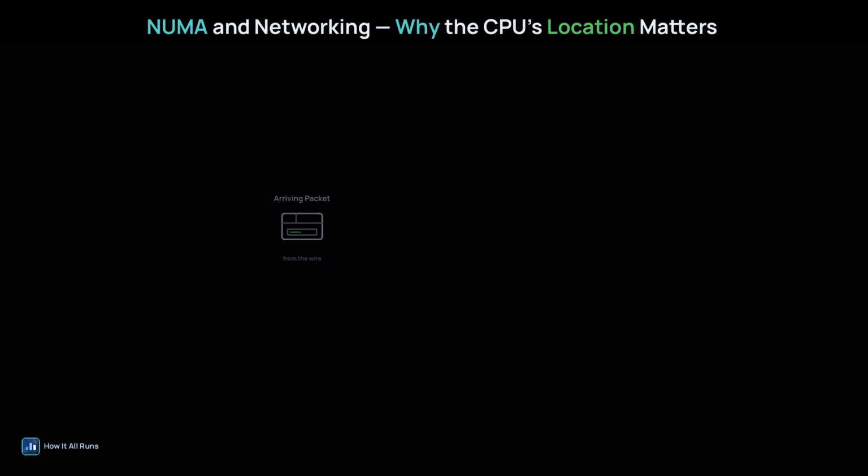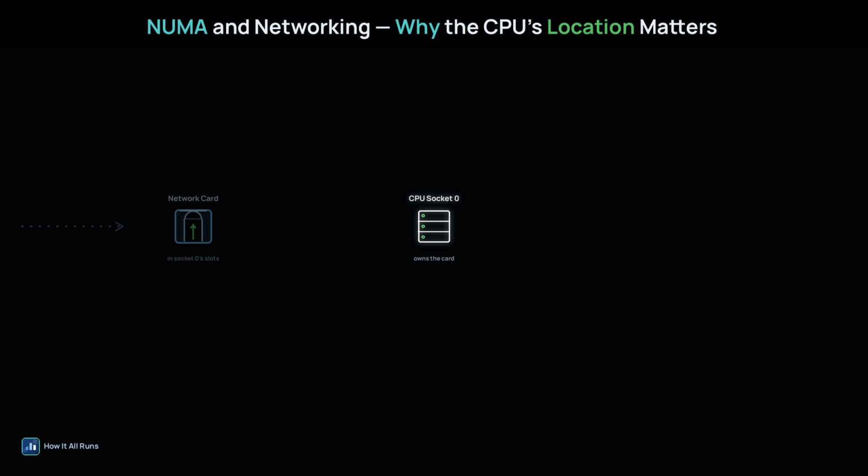The packet lands on a network card. On a big server, that card is not floating in the middle of the machine. It is plugged into expansion slots that belong to one specific processor, and that ownership matters enormously. Here is that owner, socket 0, the first processor.